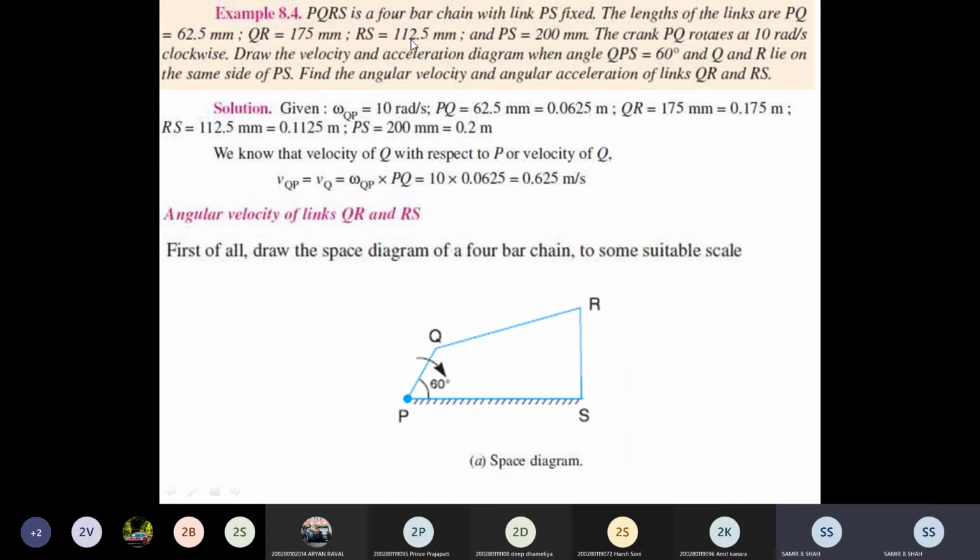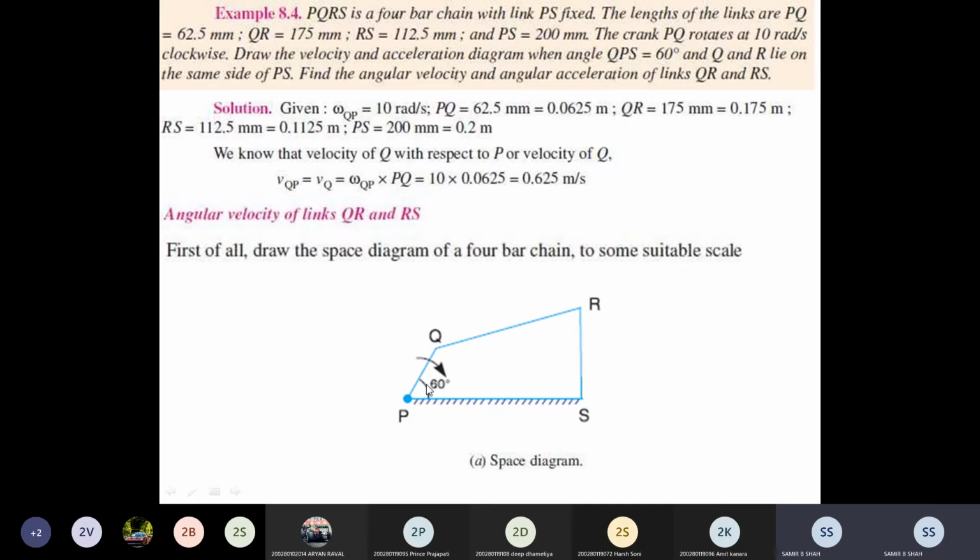After that, RS is 112.5 and PS is 200. So take PS as 200. After we get that endpoint, take S as a center and RS is 112.5. So it may be the radius, meaning QR and RS both intersect at one point, where QR is 175 and RS is 112.5. So there we get the point R.